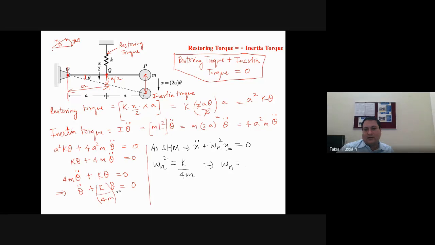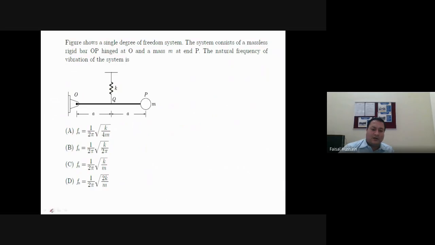Under root k by 4m. So this implies Fn will be 1 upon 2 pi under root k by 4m. This is your equation. Okay, so this is the frequency. So Fn is 1 upon 2 pi under root k by 4m. So this is your option. It is for 2 marks.